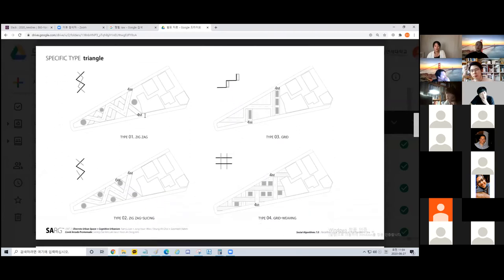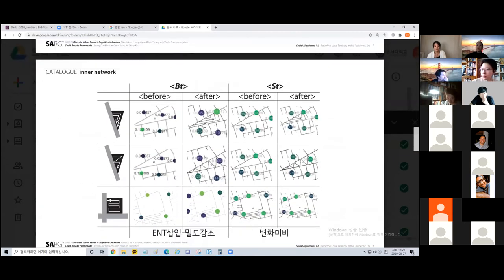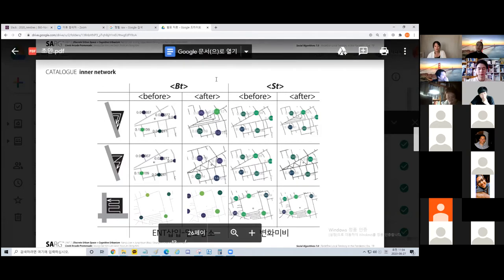Through this concept, we created the specific design for our target areas. This is for the triangle area case, and this is for the rectangular. And then we injected our network into the geometry map and analyzed the betweenness and straightness values. We expected the betweenness value of our surrounding area to be gradually distributed and straightness to decrease. To simply introduce the straightness value, it means how simple this network is.